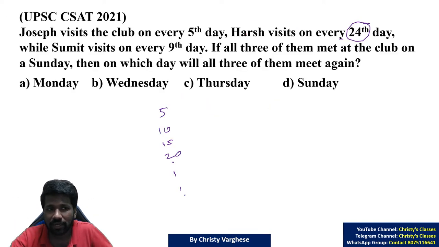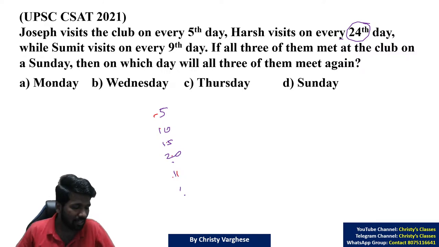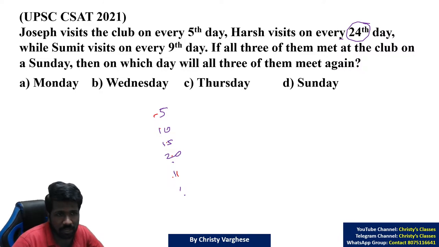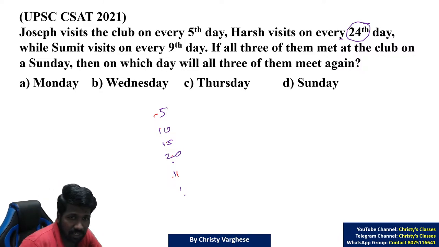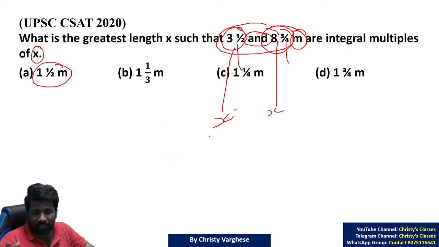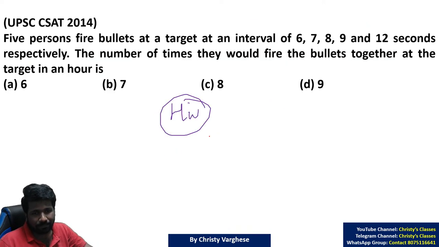In this question, Joseph was visiting on 5, 10, 15, 20, 25, etc. That means on multiples of 5. Harsh was visiting on multiples of 24. Sumit was visiting on every multiple of 9. So multiple is needed. That is the keyword. That is why in this question it was HCF and in this question it was LCM.